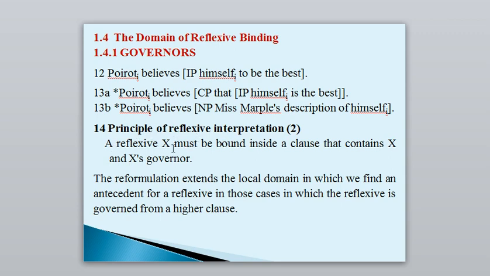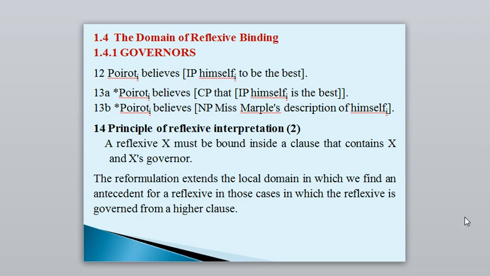Again, a reflexive X must be bound inside a clause that contains X and X's governor. This is the antecedent or the governor of the reflexive. We call it antecedent or governor of the reflexive, himself here. So the reformulation extends the local domain in which we find an antecedent for a reflexive in those cases in which the reflexive is governed from a higher clause.